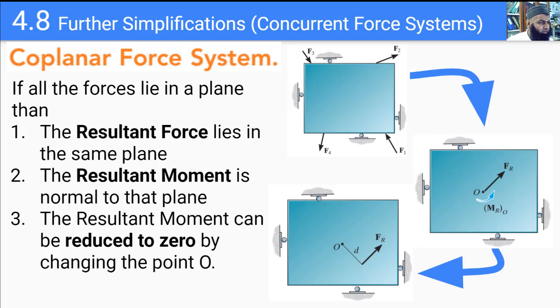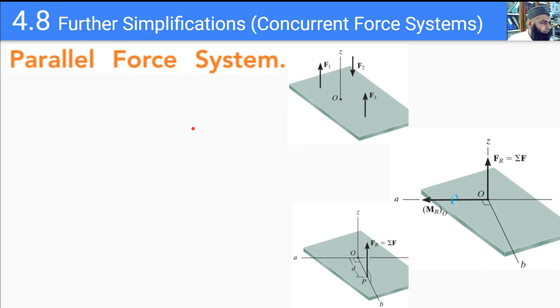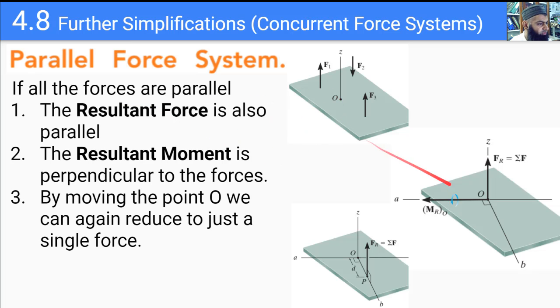So now we look at case number 3, where sometimes we have forces which are parallel to a plane. In this case, all of the forces are in the z direction, so all of the forces are parallel to this xy plane. So we know that the resultant force would also be parallel to this plane, would also lie along the z axis, and the resultant couple moment would lie in the xy plane.